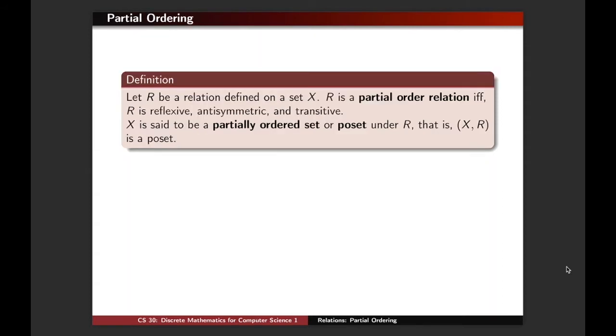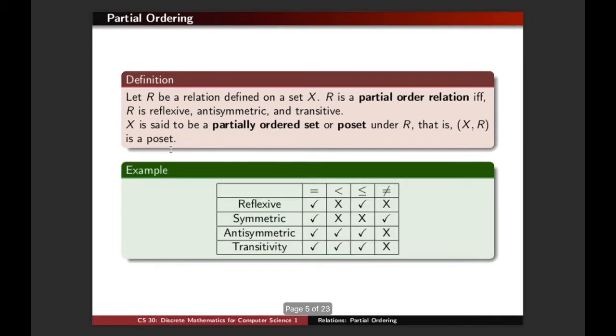Let's now talk about another special type of relation that enables us to order elements of a set. As stated in this definition, a relation R defined on a set X is a partial order relation if and only if it is reflexive, antisymmetric, and transitive. So we will then refer to X as a partially ordered set or poset under relation R, and the set and the partial order relation is collectively called a poset.